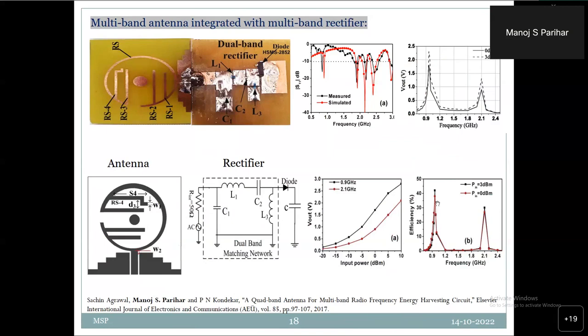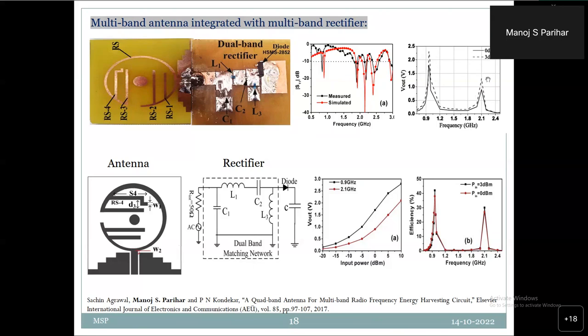You can also have a multi-band approach if you want to harvest energy from multiple bands, because designing a broadband rectifier is quite challenging. But you can design a multi-band antenna followed by a multi-band rectifier circuit. Here, this is a monopole antenna where different arms correspond to different frequencies. This is the response of your multi-band antenna. It is resonating at four bands: around 900 megahertz, 1800 megahertz, 2.1 gigahertz, and 2.4 gigahertz. And this is the response at two frequencies for 0 dBm and 3 dBm. Here, V out at 900 megahertz is around 2.3, and at 2.1 gigahertz, around 1.3.